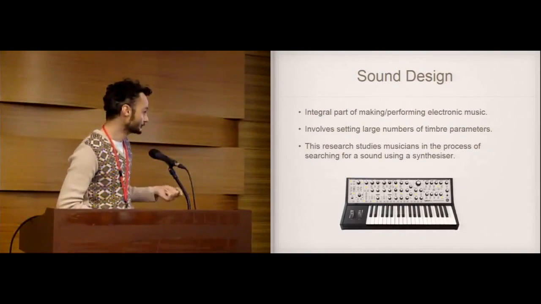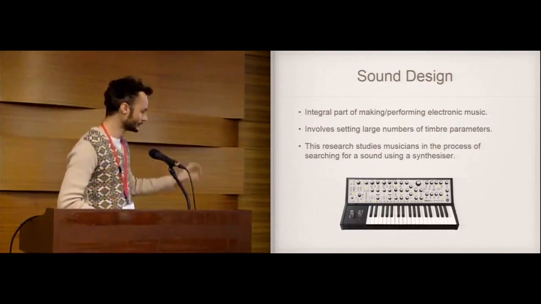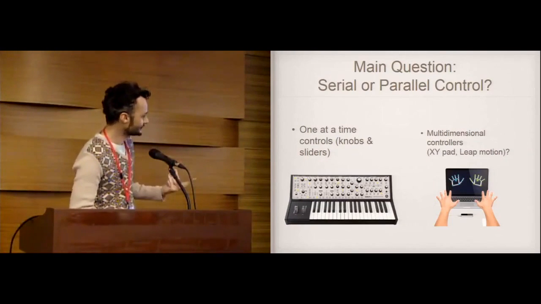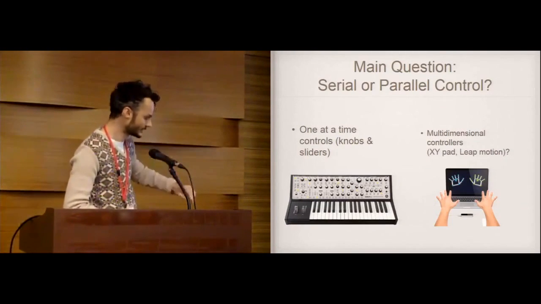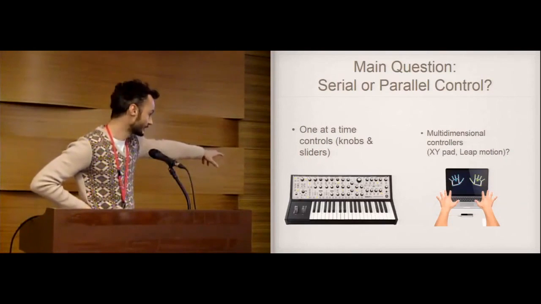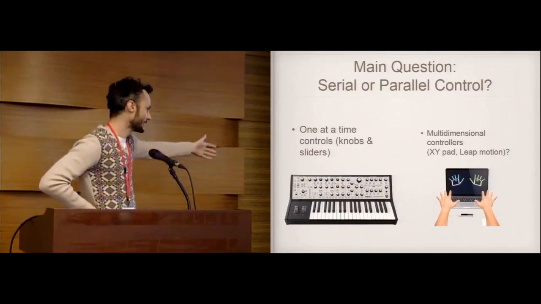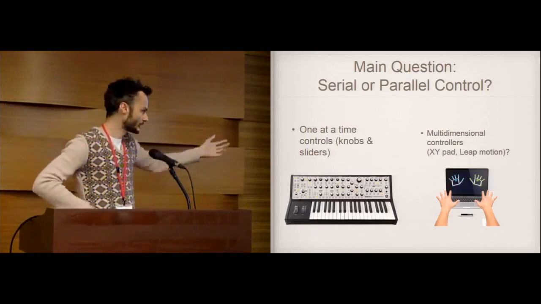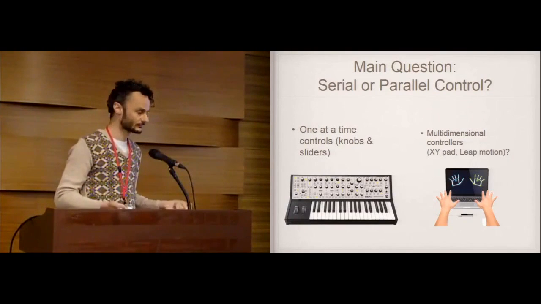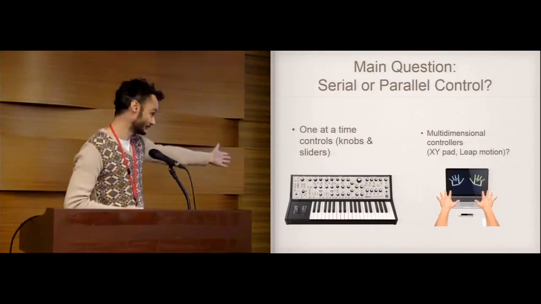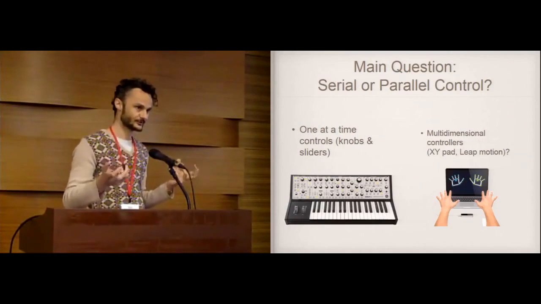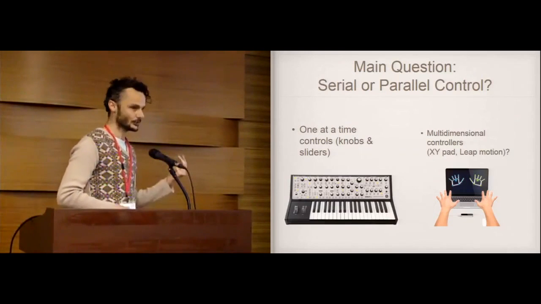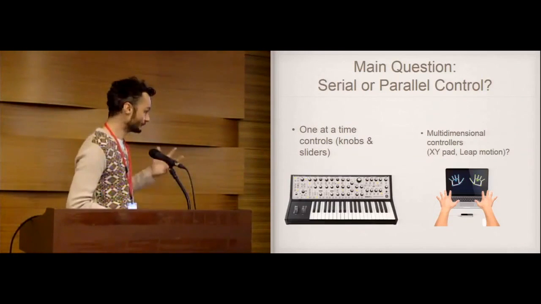And this research is looking at musicians in the process of searching for a sound using a synth. So my main question is, which is better, which is faster, serial or parallel control? So given a synthesizer on the left there, you're controlling one thing at a time, and in theory you could be using something like a Leap Motion hand tracking device to control many degrees of freedom at once. So that synth has about 40 controls, and your hands have about 40 degrees of freedom. So it might be possible to do it much faster. Obviously there's cognitive limitations here, and that's one of the things I'm looking at.